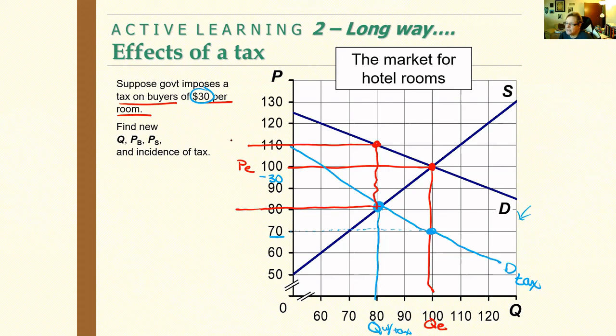Remember that the price that buyers pay is always going to be on the top. So the price that buyers pay is going to be $110. The price that sellers receive is going to be on the bottom at 80. And the difference should be, obviously, the $30 tax.